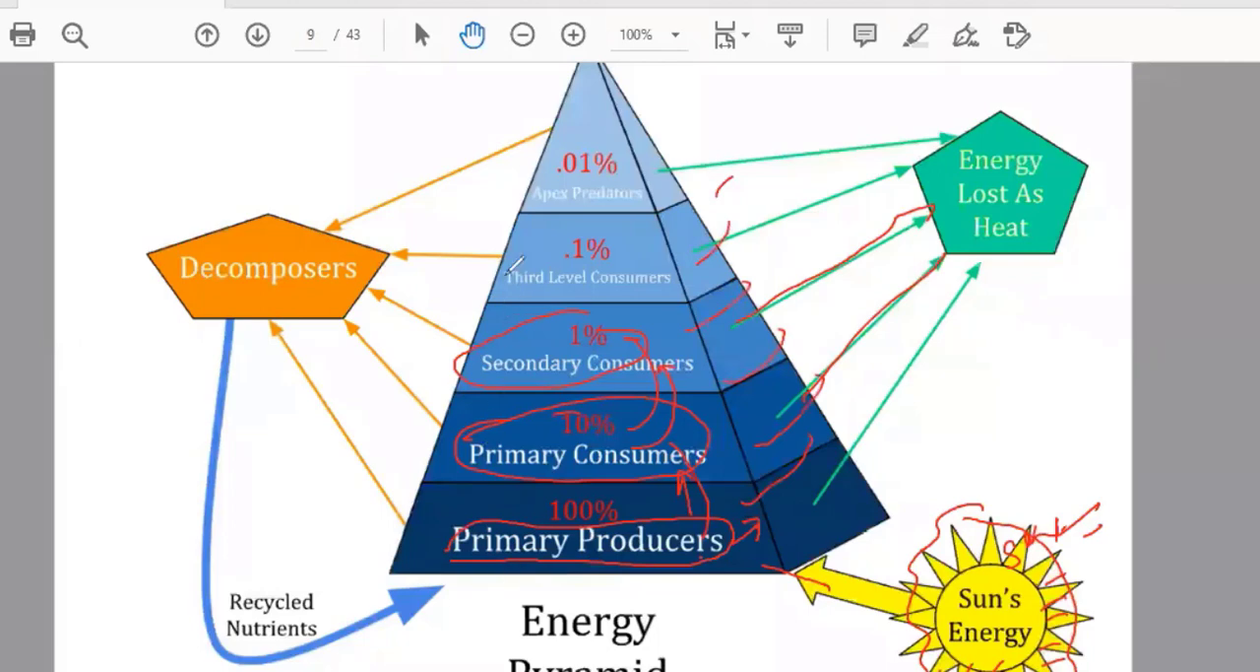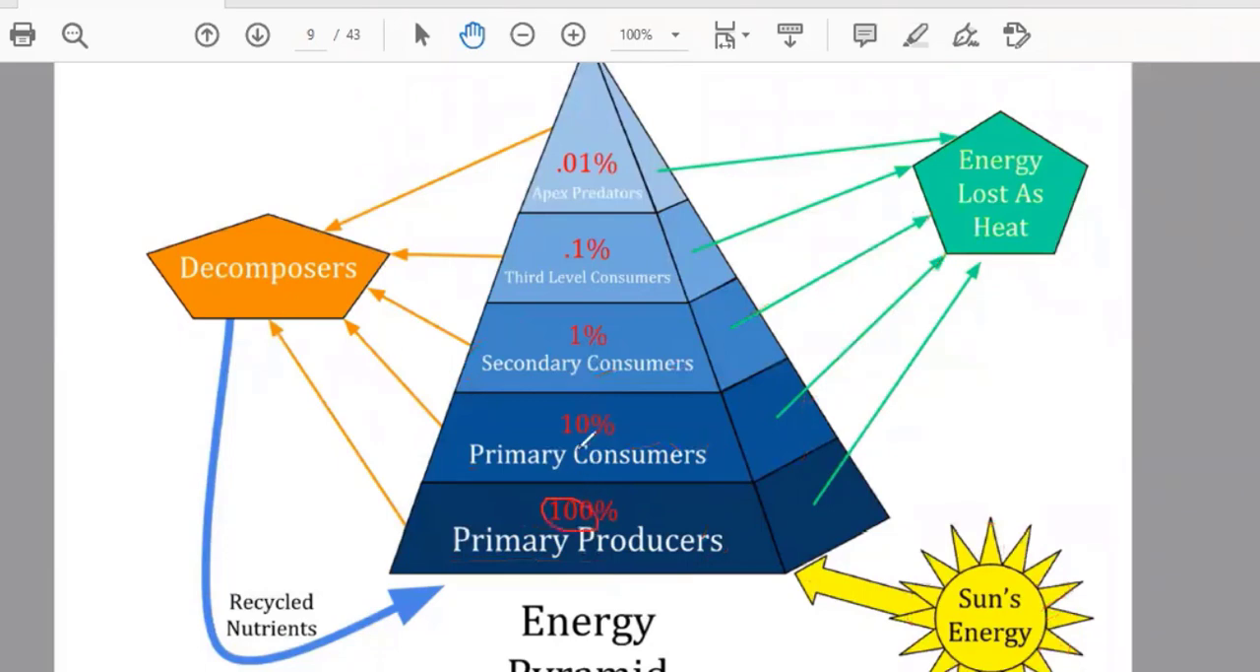And what is a trophic level? As I told you, producers, primary consumers, secondary consumers, like this. So here in this diagram you can see this 100%. After that, how much is left here? 10%. It means 90% is already gone. Then you have 1%. Then you have 0.1%. Then you have 0.01%.